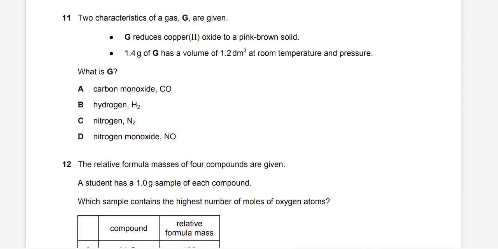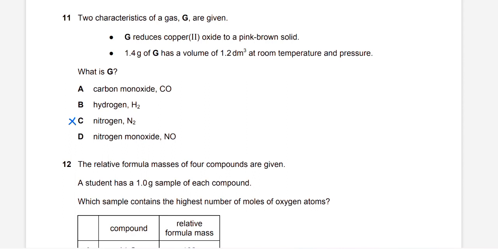Two characteristics of G are given. G reduces copper oxide to a pink-brown solid. Reduces means the loss of oxygen. It should be clear. So looking at the first, which will be able to reduce? Nitrogen won't be able to reduce because it reacts with oxygen only at a specific temperature. That's impossible over here. That's very hard, almost impossible.